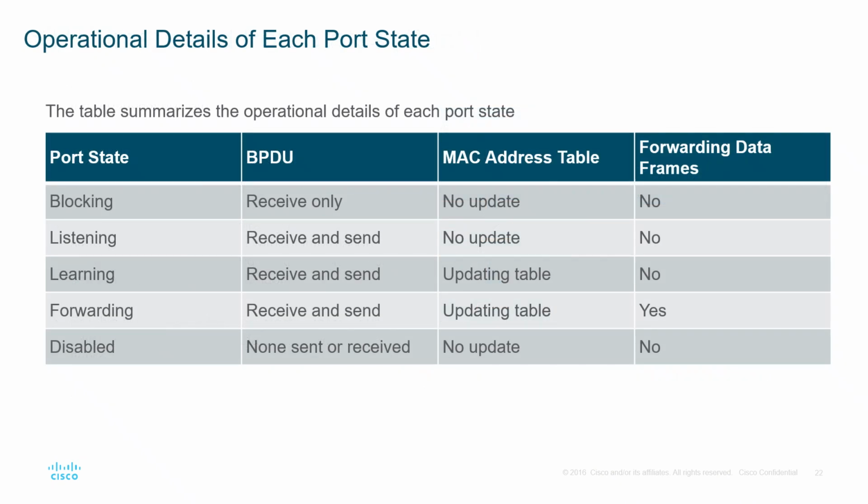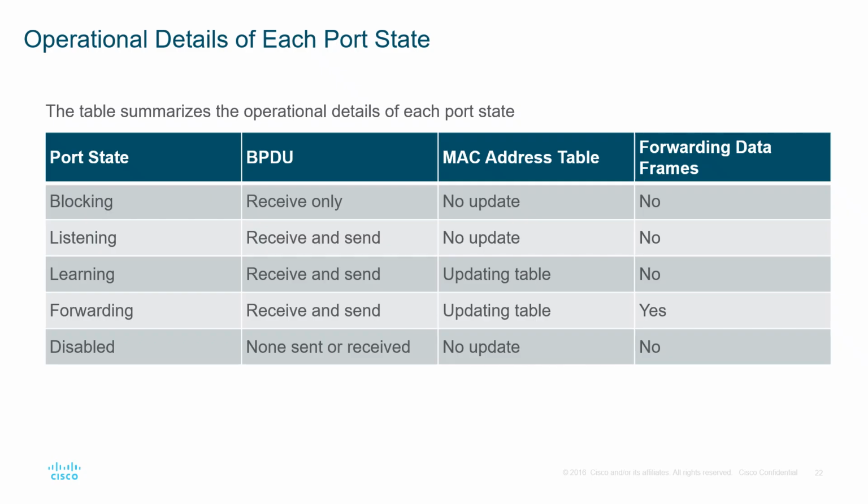So the table here summarizes the operational details of each port state. In blocking, I receive those frames. My MAC address table does not get updated, and my port cannot forward data. In the listening state, I can both receive and send. Again, I'm still not updating my MAC address table, and I am still not forwarding frames.